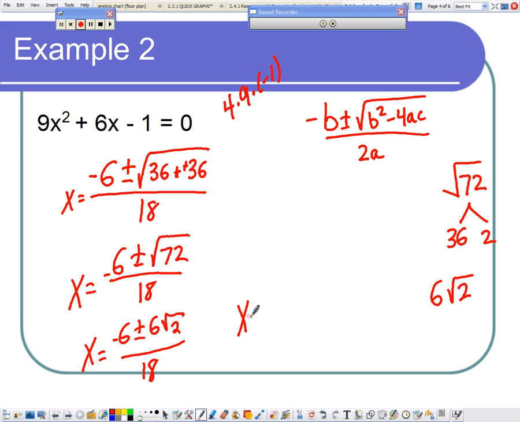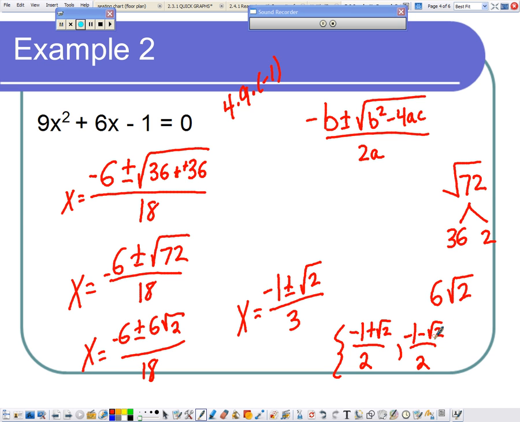So your final answer, since I can't simplify this like I did the previous one, negative 6 divided by 6 gives me a negative 1, plus or minus 6 divided by 6 is 1, so I'm just going to write square root of 2. And 18 divided by 6 gives me 3. Okay? So you can leave your answers like that. You also might see your answers as negative 1 plus the square root of 2 all over 3. Just remember that there are two answers. There's the plus one, and negative 1 minus the square root of 2 all over 3 as your final answer. Okay? It does have two answers.